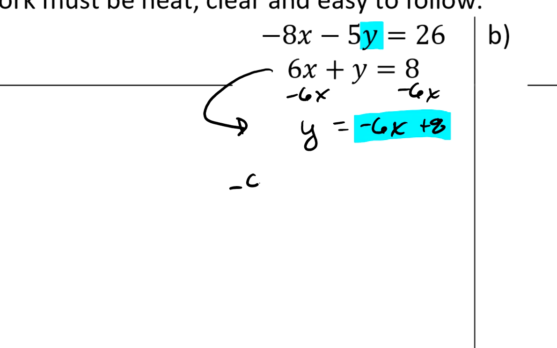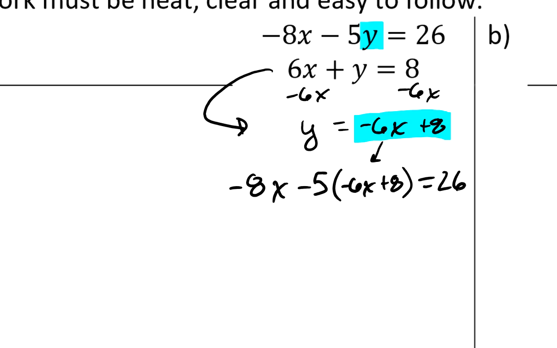It's a negative 8x and then minus 5. And then instead of writing y, I'm going to write this thing that's equivalent to y. I'm going to write negative 6x and then plus 8. And then on the other side, that will equal the number 26. So there we go. That's my substitution. Now it's just a matter of solving this equation for x. I'm going to use the distributive property to get rid of the set of parentheses on the left-hand side.